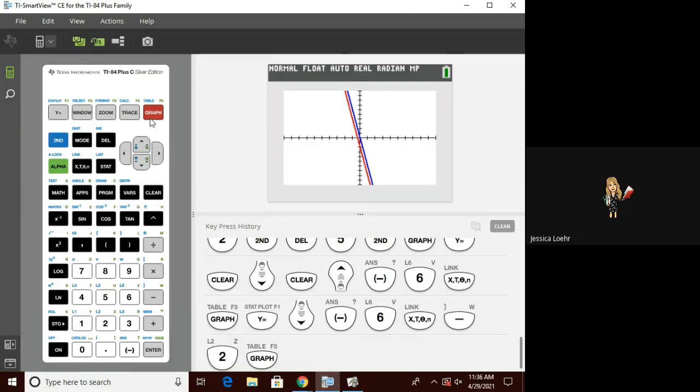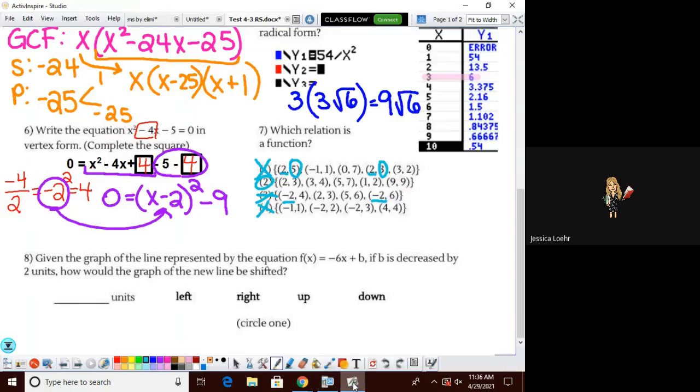From the blue line to the red line, I got moved down. Okay, so the whole line got pushed down. So it went down 2 units. Whatever this number is, however many units they're shifting it or decreasing or increasing by, is the number of units. The direction, if you're increasing b, it's going up. If you're decreasing it, you're going down.